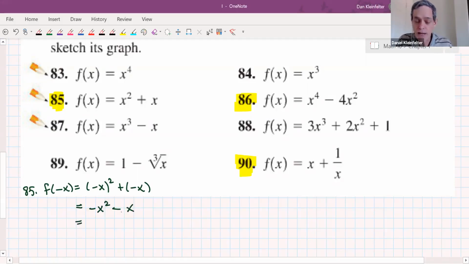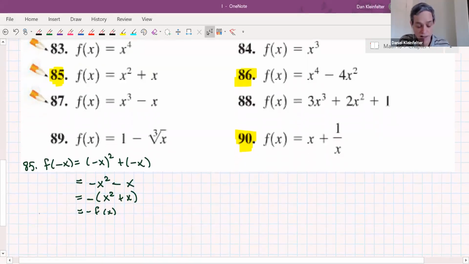And then to try to recognize what that looks like, I'm going to factor a negative out. If I factor a negative out, we'll get x squared plus x left over. And that should look familiar. Isn't that in parentheses just what f is? So it's minus f of x. So f of minus x is the same as minus f of x.